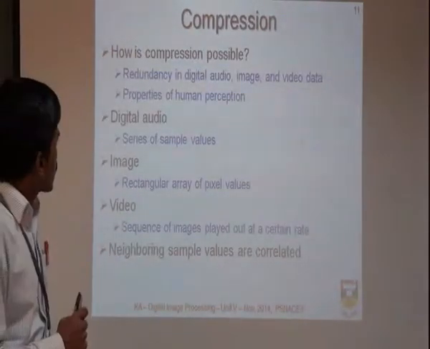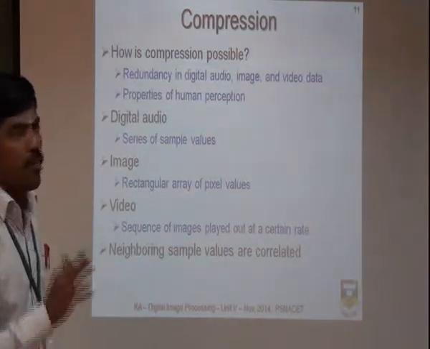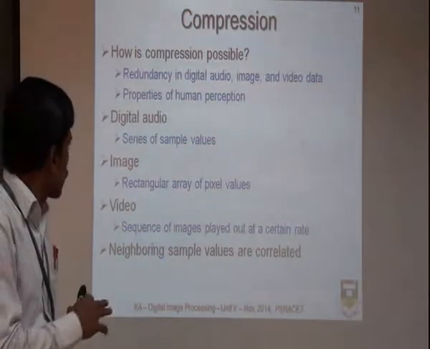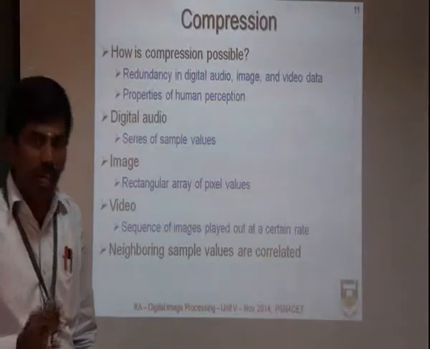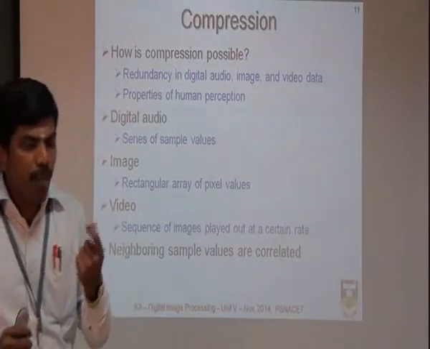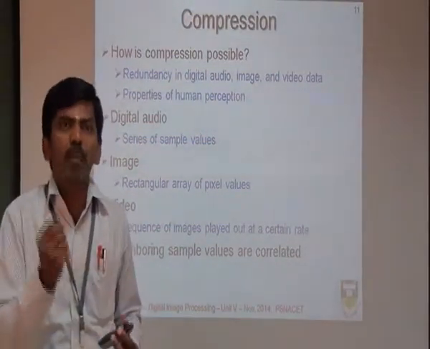First of all, the first one is to reduce the digital audio, image and video data. What is the second one? Properties of human perception. What is the meaning of this? Some of the information cannot be differentiated, such as some of the gray levels.